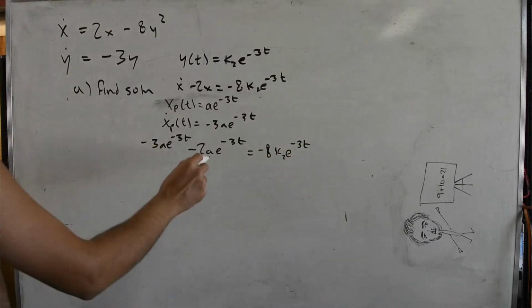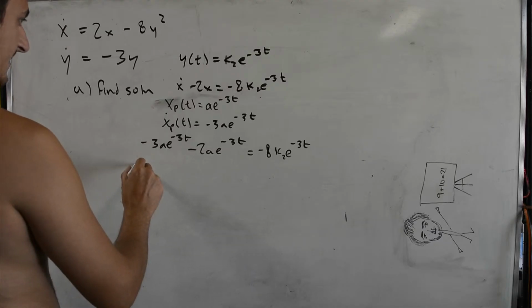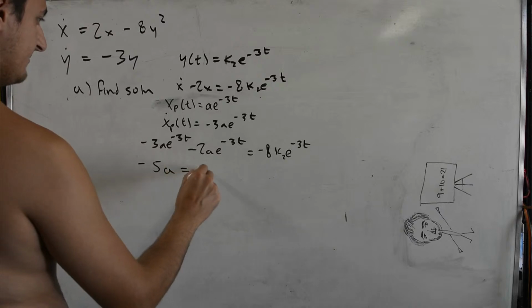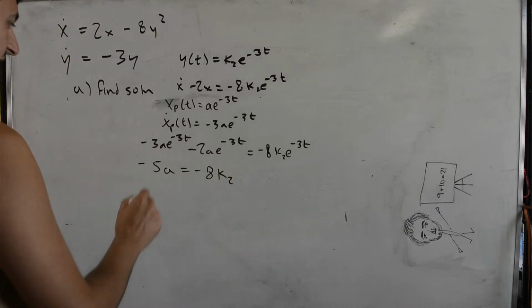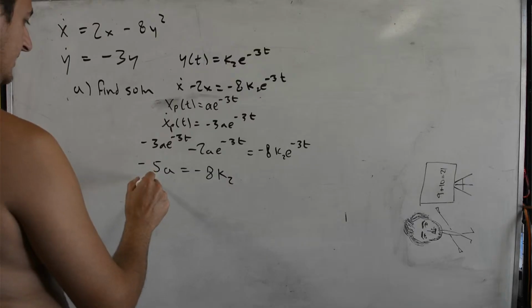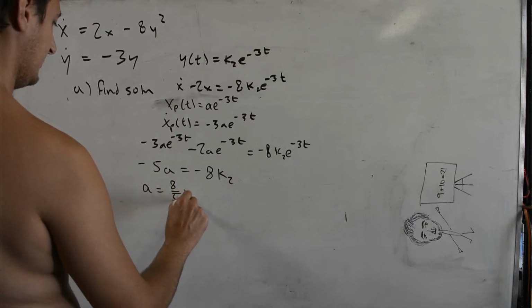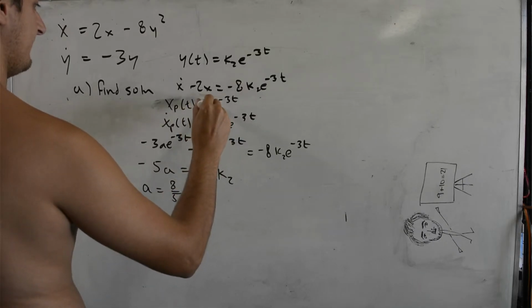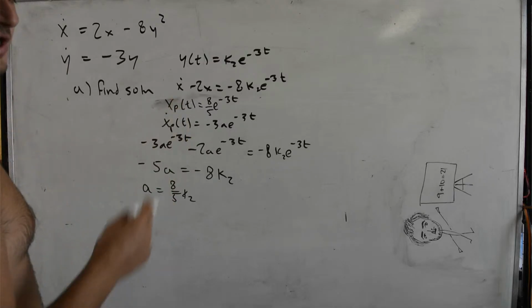All right, so now we can factor this out, and we're going to get minus 5a is equal to minus 8k2. So then we can write a in terms of k2. We're going to get a is equal to 8/5 k2. Now we can go back up here and rewrite this as 8/5. Now that we have the particular solution, we need to find the general solution.